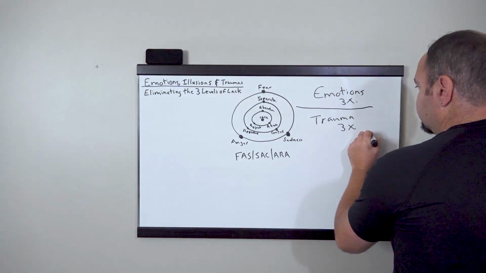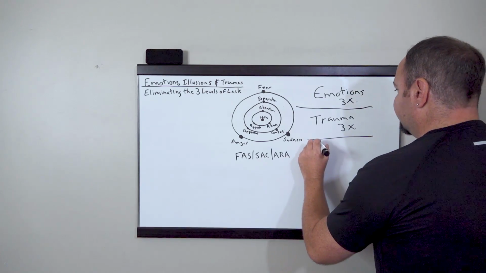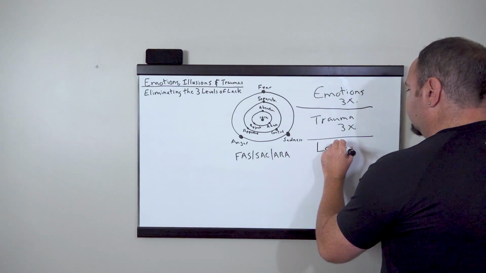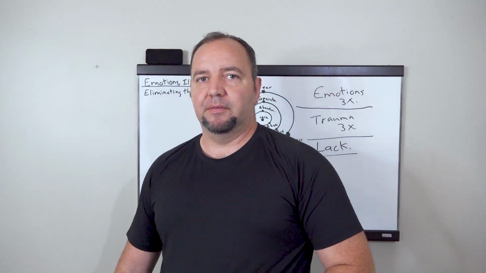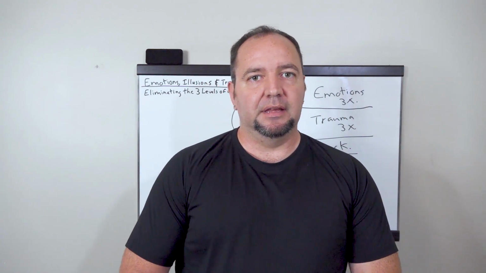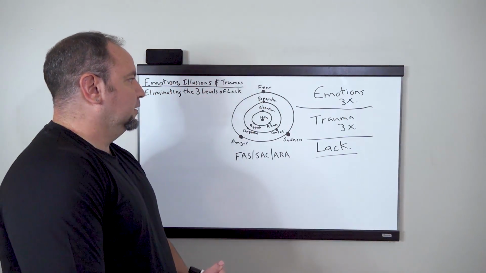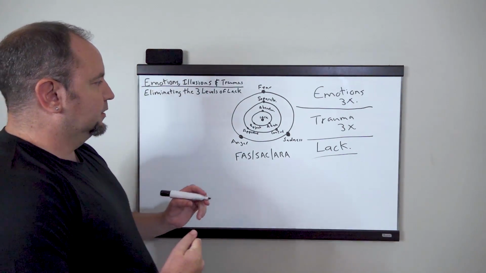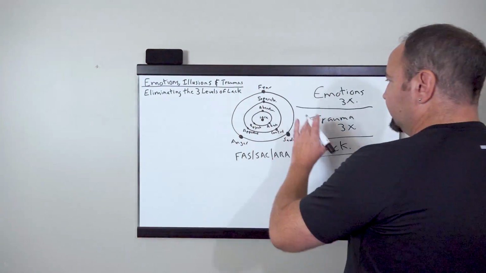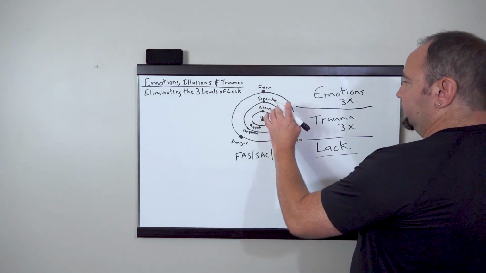And of course, as we go at the very, very bottom, we see the cause of all trauma, of all illusions, and of all emotional hardships, that being lack. So we're going to talk about this today in this video. So again, I just created this diagram that basically shows these 3 rings.